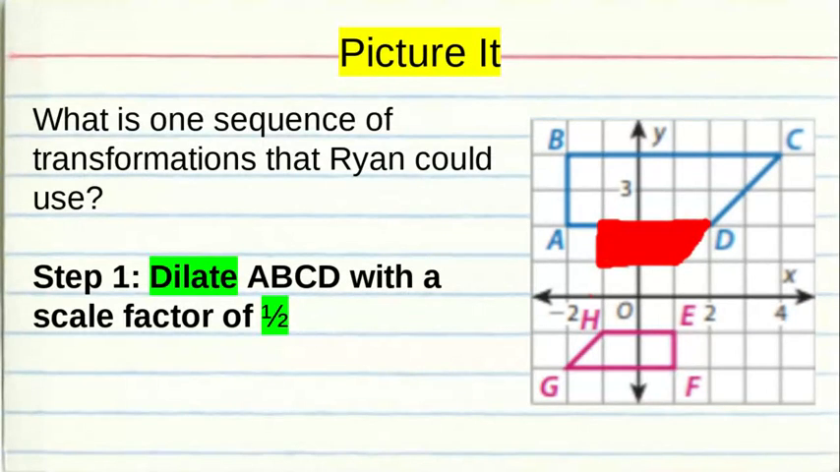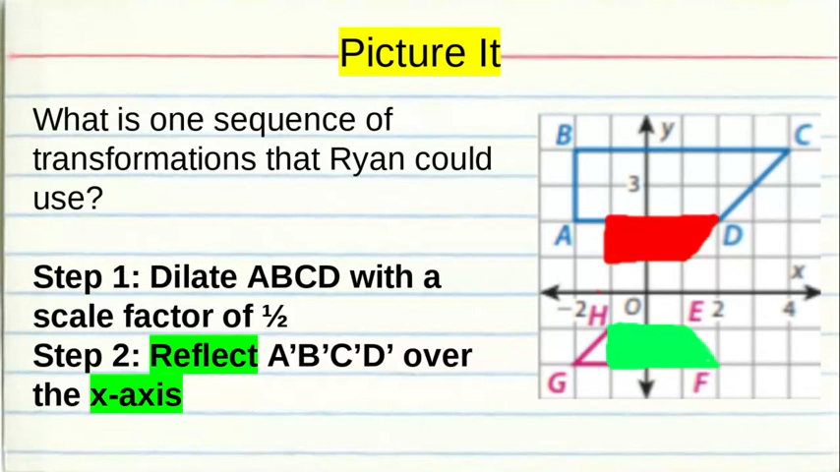So we can see that when we dilate A, B, C, D with a scale factor of 1/2, it's going to take each of the coordinates and you multiply their x and y by that 1/2. So if our A was at -2, 2, you multiply each of those by 1/2. So -2 times 1/2 is -1. +2 times 1/2 is +1. So there would be our new A, and then we would do the same for B, C, and D. So this would be our dilated figure.